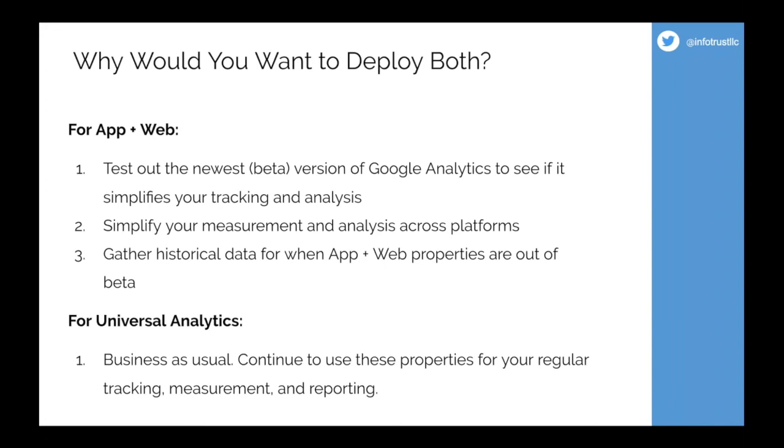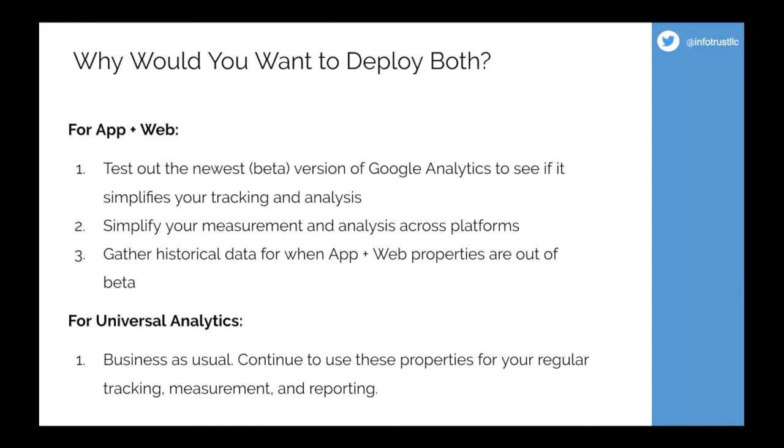For App Plus Web, this gives you a couple different things. So one, you can test out this newest beta version of Google Analytics to see if it simplifies your tracking and analysis. If you try it out quickly and it doesn't work for you at all, it doesn't make any sense, it's not giving you anything extra, then you know right away you don't really need to worry about this at all. You're set with what you have set up. It allows you to simplify your measurement and analysis across the platforms. So we've been talking about that. A lot of new things are possible because you're using that same data model across all of your different platforms.